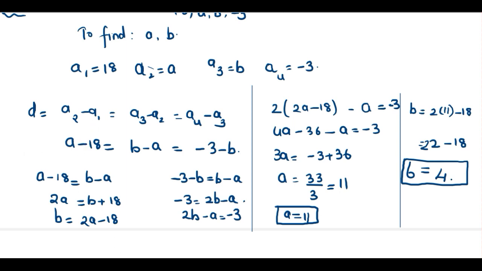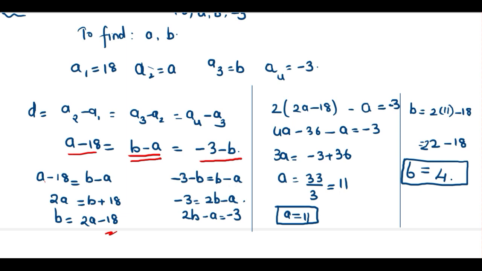Like if you see here, we are equating a minus 18 to b minus a, these two. First we are equating these two. Then in the second case we are equating this minus 3 minus b to again b minus a, right. So a minus 18 is equal to b minus a. Upon solving we will transpose this a to the left side, so we get 2a is equal to b plus 18, and upon transposing this 18 we will get b is equal to 2a, plus 18 will become minus 18.